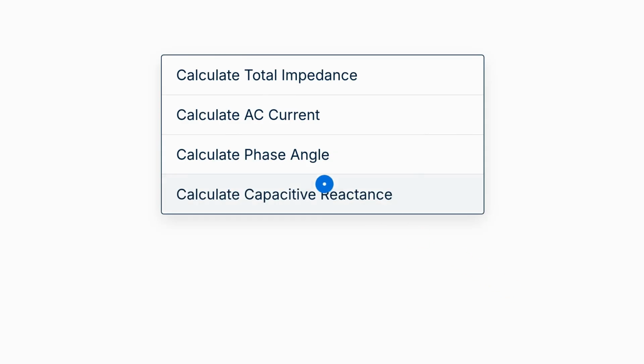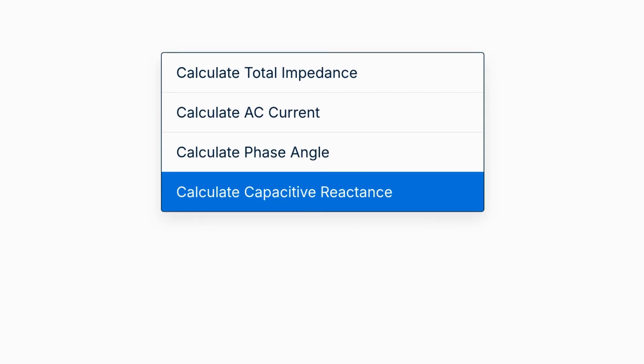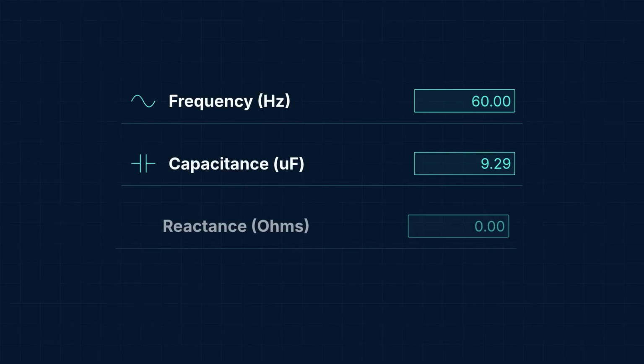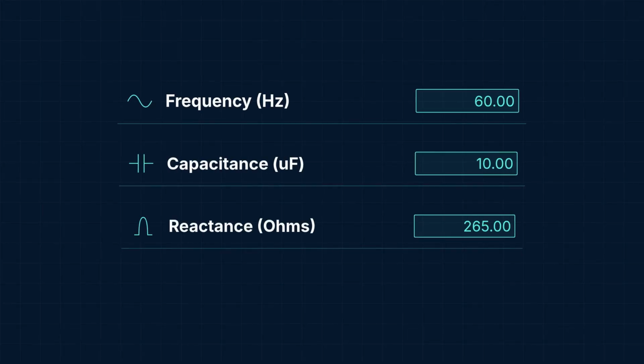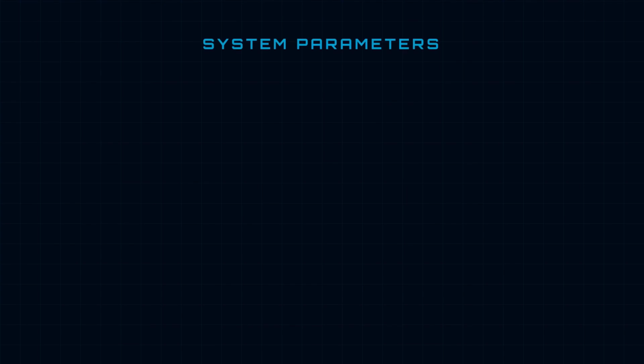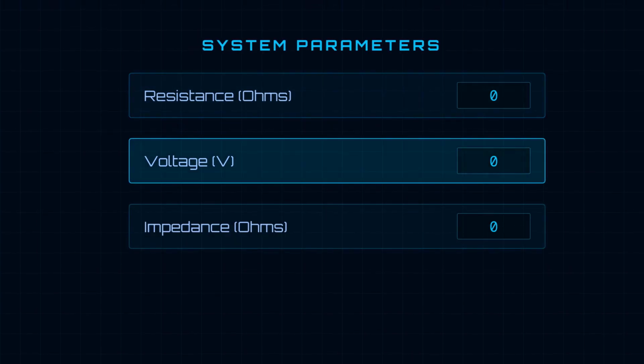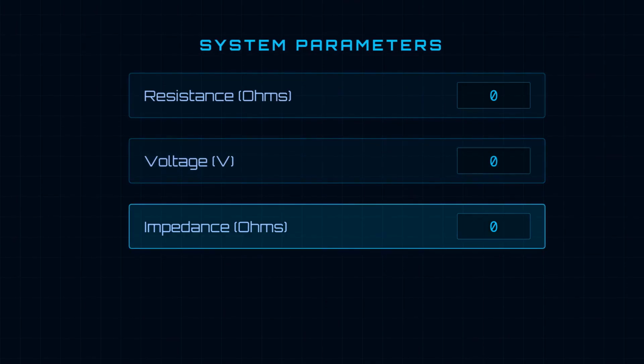For this demonstration, I'm selecting Calculate Capacitive Reactance. Below that are 6 input fields: frequency in hertz, capacitance in microfarads, reactance in ohms, resistance in ohms, voltage in volts, and impedance in ohms. Each field comes pre-filled with default values you can modify.